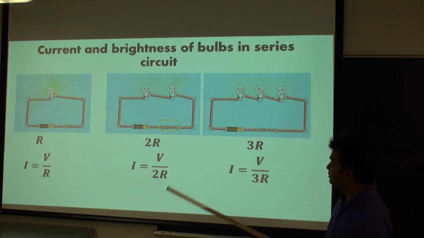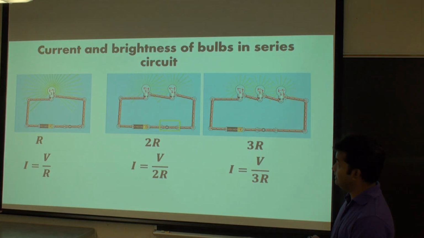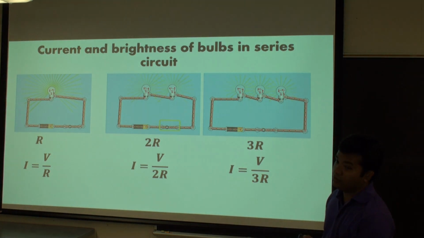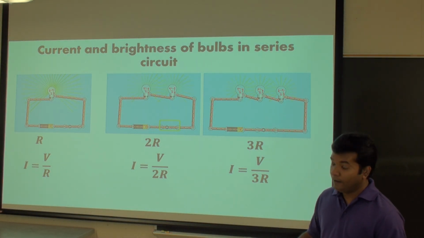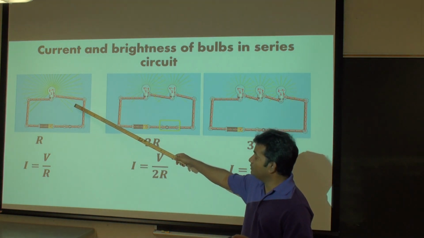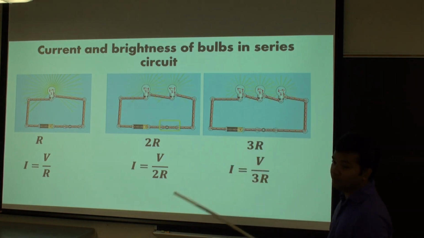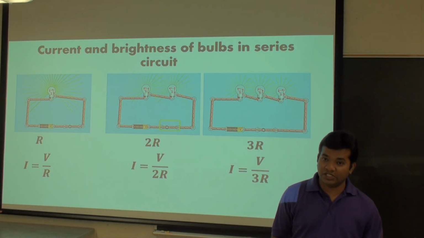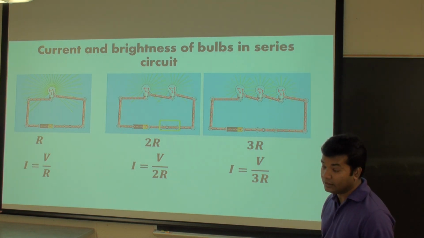In circuit 2, it will be V over twice R. And in circuit 3, it will be V over thrice R. So, if we add more bulbs in series, then current will decrease. Also, if we compare the brightness, we see that the brightness of the bulb in circuit 1 is the maximum, and for the 3 bulb circuit it is the minimum. So more bulbs in series means less current and less brightness.